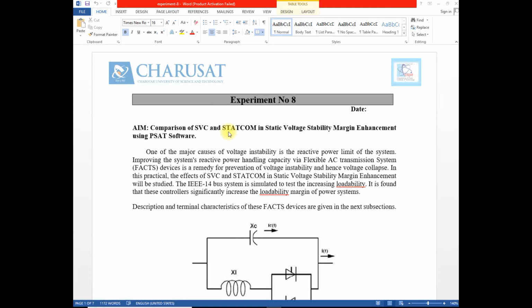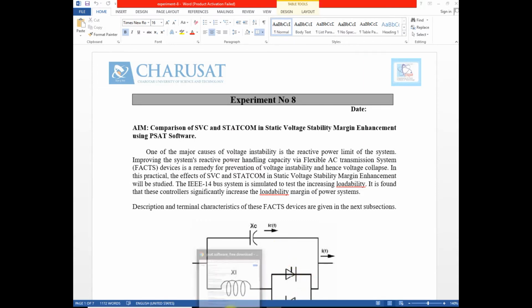We already learned the theory and theoretical comparison between SVC and STATCOM, but here we compare SVC and STATCOM practically by using the software PSAT, which you can install in MATLAB. So first we understand this PSAT software and how to install it in MATLAB.